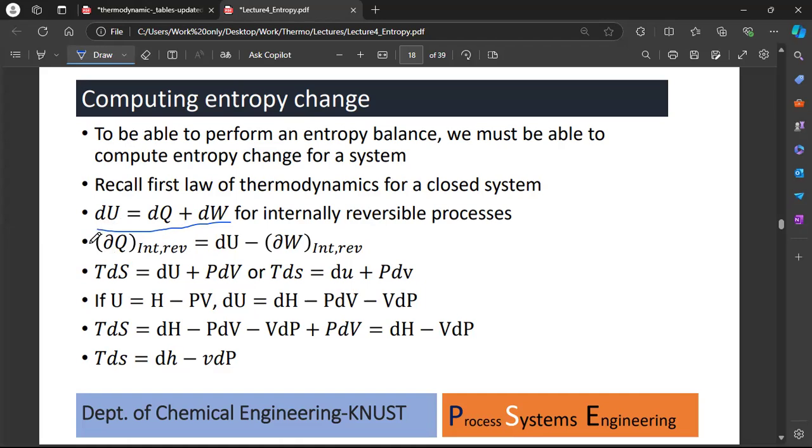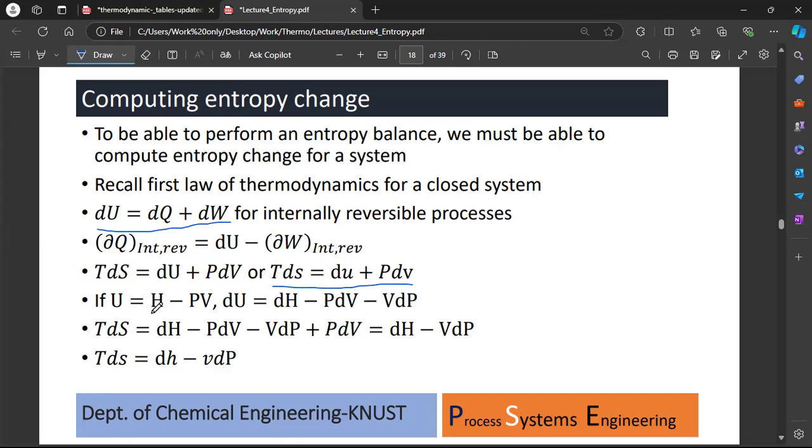Another thing is that remember we also said that dQ we can represent with TdS, and that dW we can represent with minus PdV, right? So if I put those two expressions into this expression, I'll have TdS equal to dU plus PdV. Is that okay? This is in the extensive form because you can see the capital letters. If you want it in the intensive form, we can divide by mass, and then we'll have it in lowercase letters.